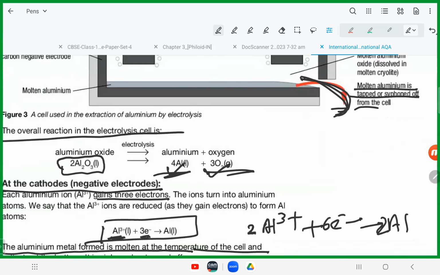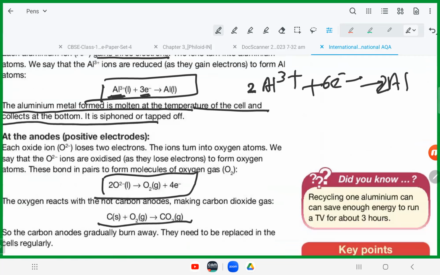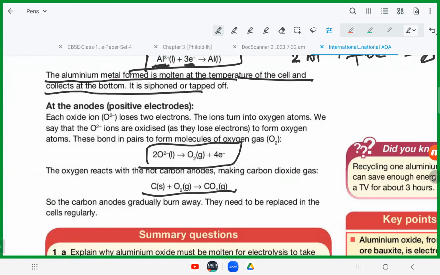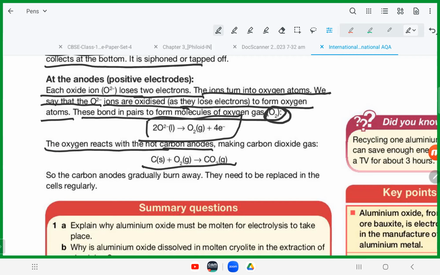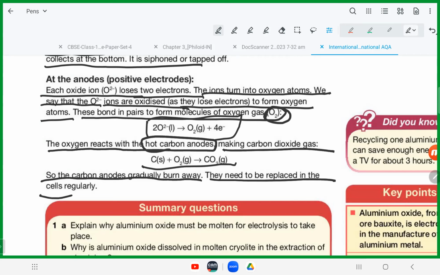At the anode, what is happening? Each oxide ion O2- loses 2 electrons. The ion turns into an oxygen atom. We say that the O2- ion is oxidized as it loses electrons to form an oxygen atom. These atoms bond in pairs to form O2 gas. The oxygen released reacts with the hot carbon anode, making carbon dioxide. So the carbon anode is gradually burned away. This needs to be replaced in the cell regularly.